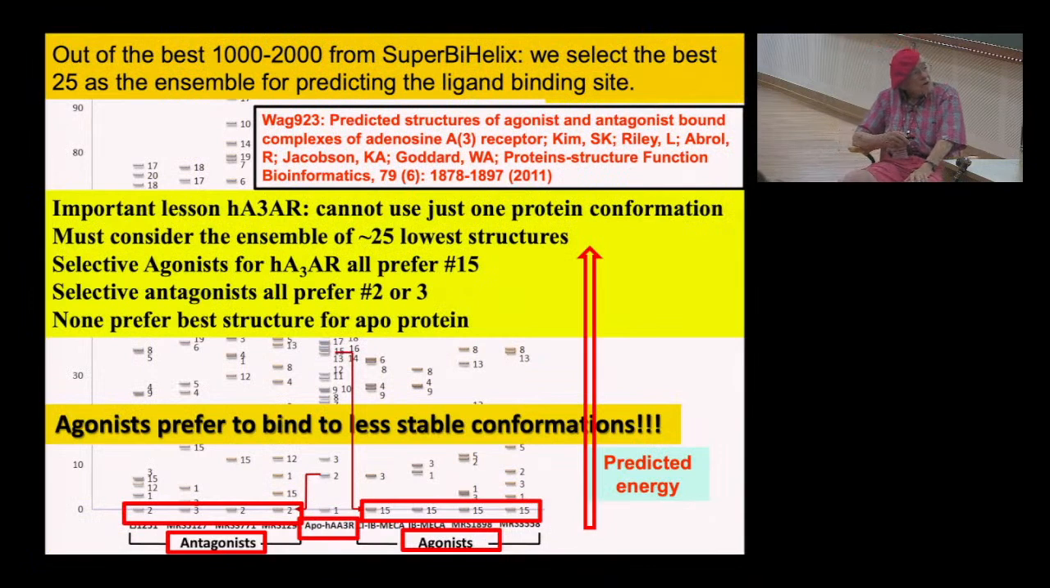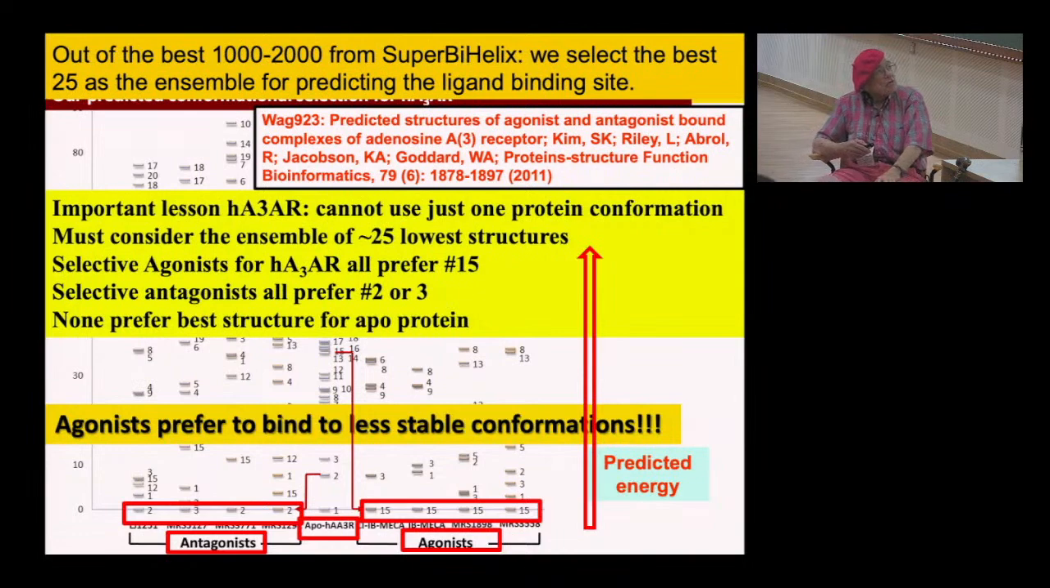So what we found is that very often the good agonists bind to a higher energy structure. In this case for adenosine, all four of the good agonists bind to number 15. The best antagonists bind to number 2 and 3, and no one binds the very best structure of the apoprotein. So that's why we keep about 25.